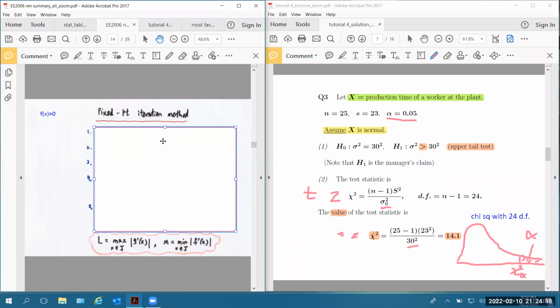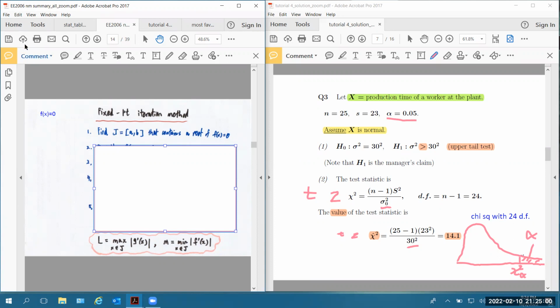So let's go through the 5 steps of doing this method. It's very systematic. For the first step, you want to solve f(x) equal to 0, so you go and find an interval, I call it [a, b], that contains a root of the equation. Let me elaborate on this. How do you find an interval that contains a root of the equation?